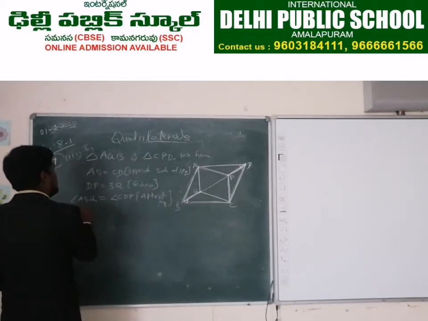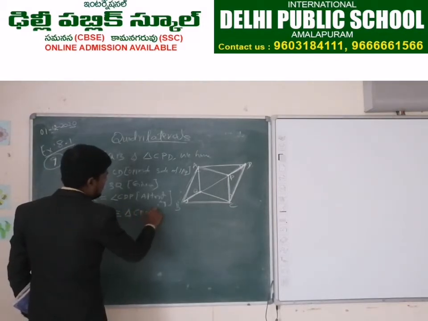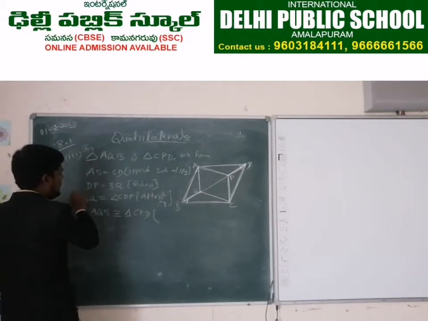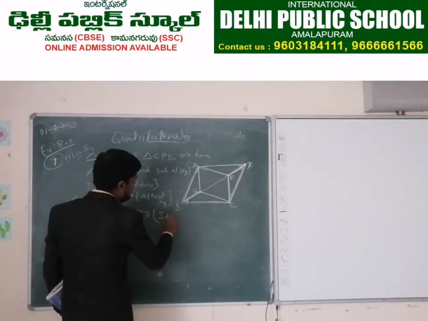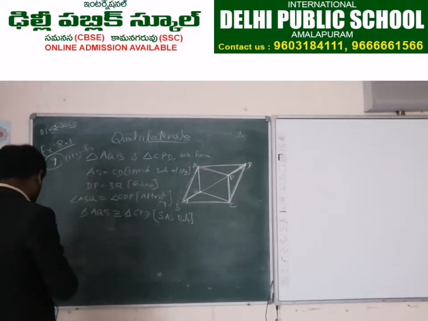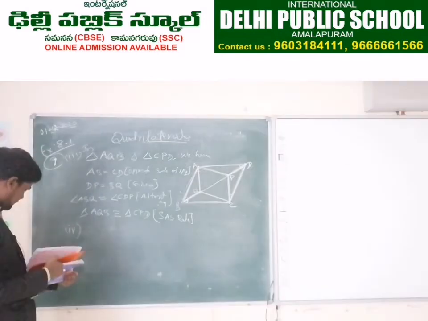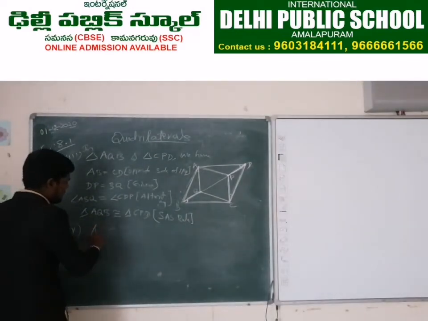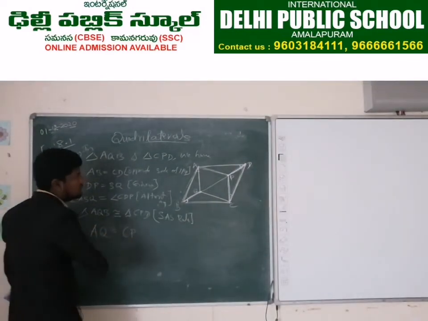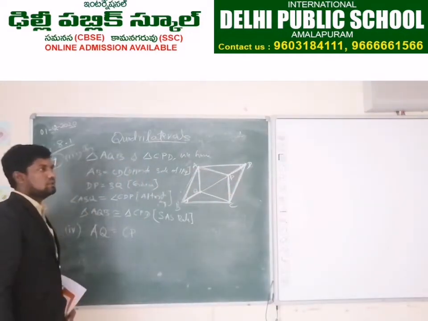So therefore, triangle AQB is congruent to triangle CPD. The rule is side, angle, side, right? So we can write the side, angle, side rule. Same for the fourth one also in this. What is the fourth one in that? AQ is equal to CP. This AQ is equal to this CP. Both are equal, by CPCT.